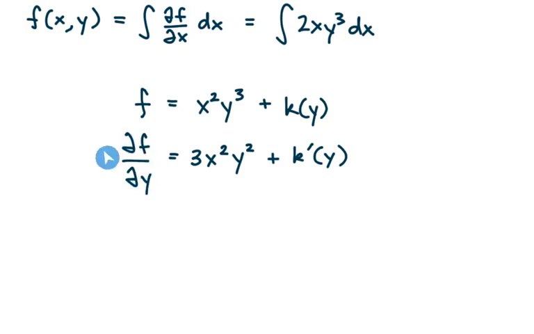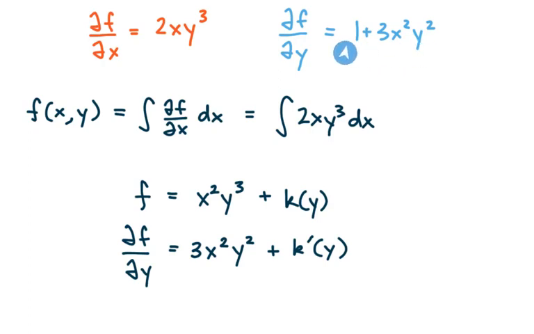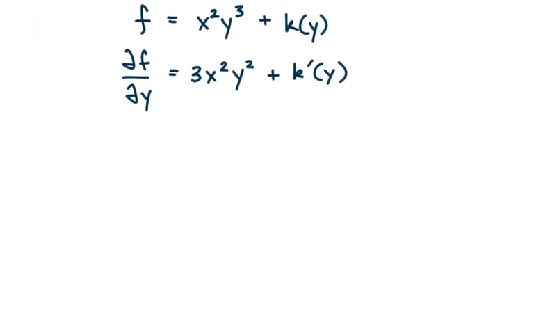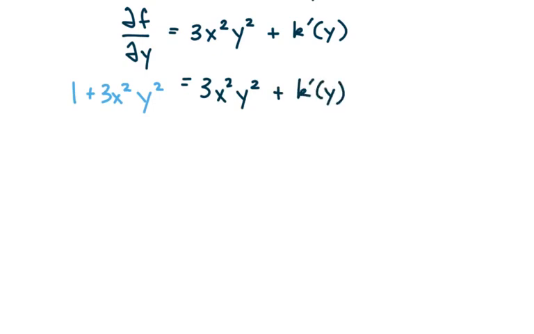So what I'm going to do is I'm going to use this partial f with respect to y, and I know what partial f with respect to y is equal to. It's equal to 1 plus 3x squared y squared. So I'm going to take that, plug that in down here, and now I can use that to figure out what this constant function could have been. So on the left, I have 1 plus 3x squared y squared equals 3x squared y squared plus k prime of y. Very easy for us to see here that k prime of y is going to equal 1.